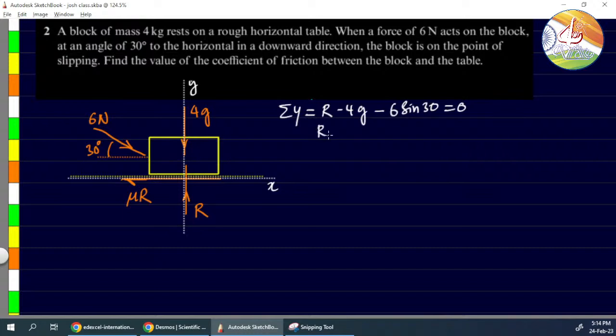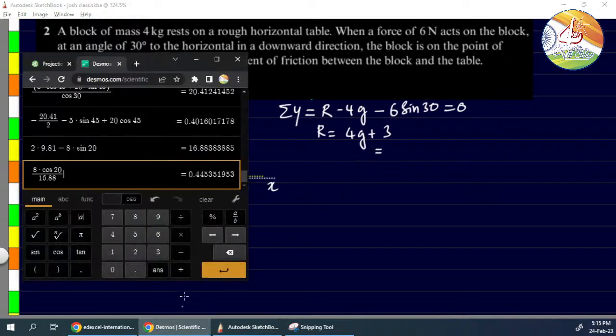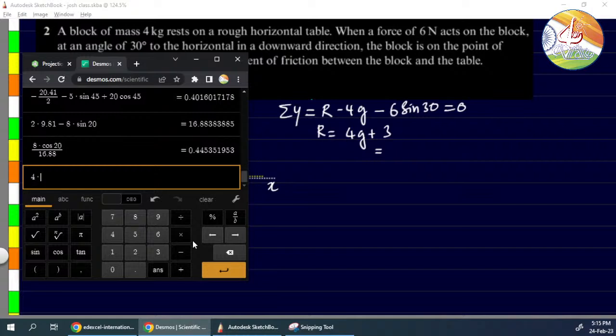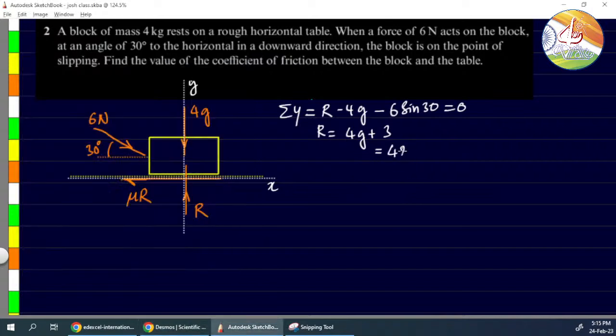R is the only unknown here. Find it. So r is 4g plus 6 into sine 30. Sine 30 is 1 by 2, so that is 3. So 4g plus 3. What do we get? 42.24 newtons. So now we know the value of r.